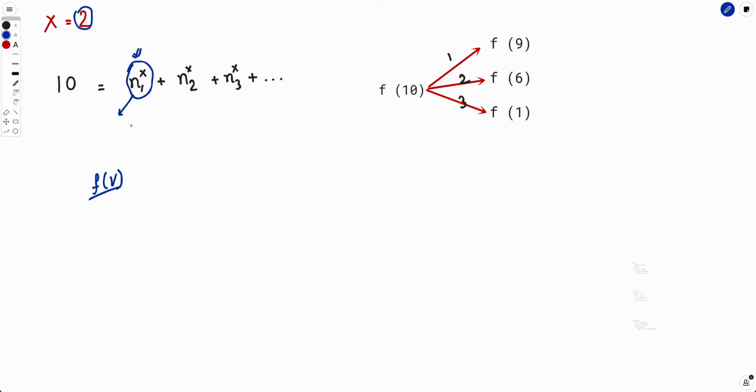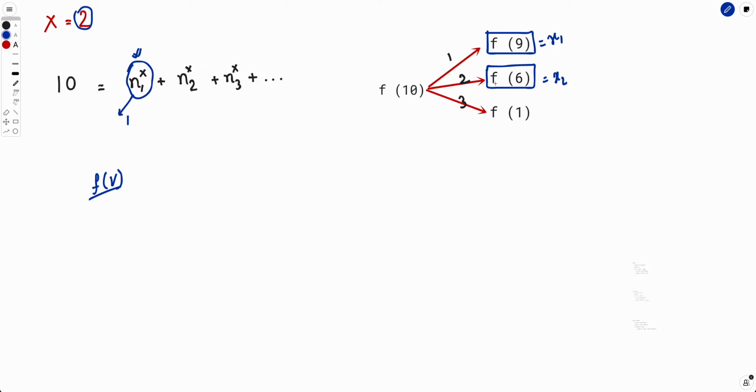And if you put 1 here, you will say that, okay, I need the number of ways in which I can represent 9 as the sum of squares of some numbers. Let's say it comes out to be some x1, right? And if you put 2 as n1, you will say the number of ways in which I can get a sum of squares of some numbers as 6. So let's say you get x2.